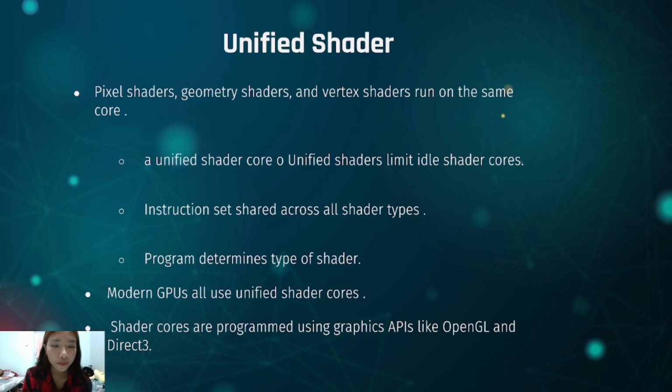It's about unified shaders. Unified shader cores can be considered multitaskers because they are basically doing the job of pixel shaders, geometry shaders, and vertex shaders on the same core. For your information, today's GPUs use unified shader cores because it makes GPUs more capable and flexible. Unified shader cores also prevent a new design of GPUs from becoming more expensive to design. To add, these shader cores are programmed using graphics APIs like OpenGL and DirectX.